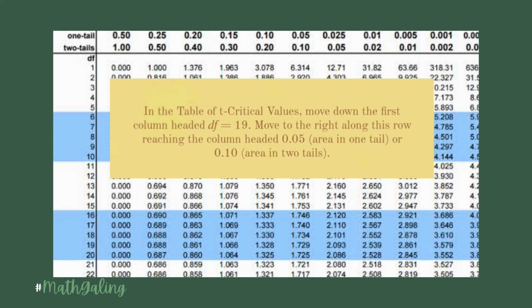In the table of t-critical values, move down the first column headed df to 19, then move to the right along this row reaching the column headed 0.05 for area in one tail or 0.10 for area in two tails.